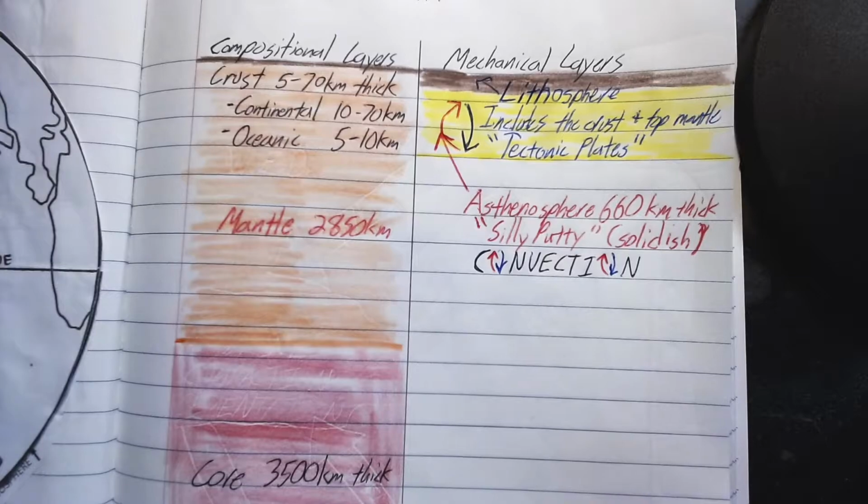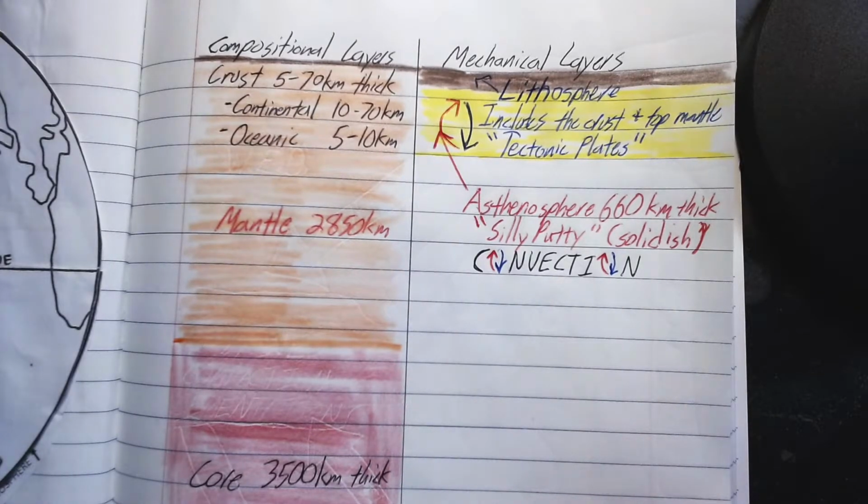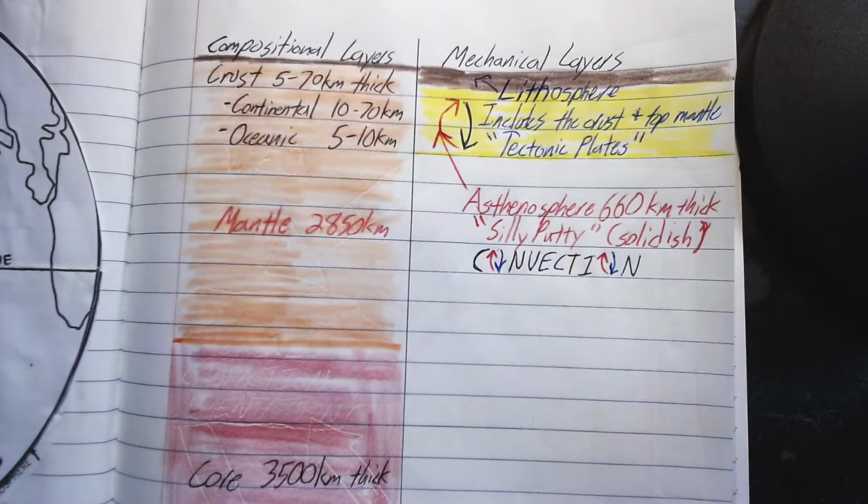So the asthenosphere has convection in it. So it's mixing. It's moving. As magma gets close to the center of the earth, it heats up and it rises. Not really. It's more complicated. See, when big melty rock comes out.